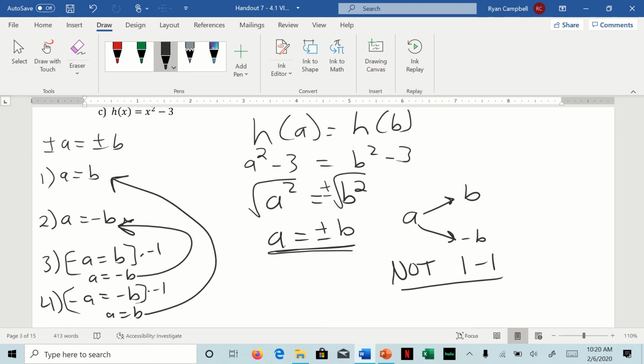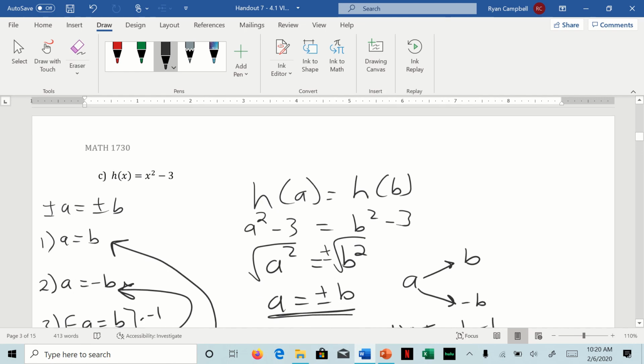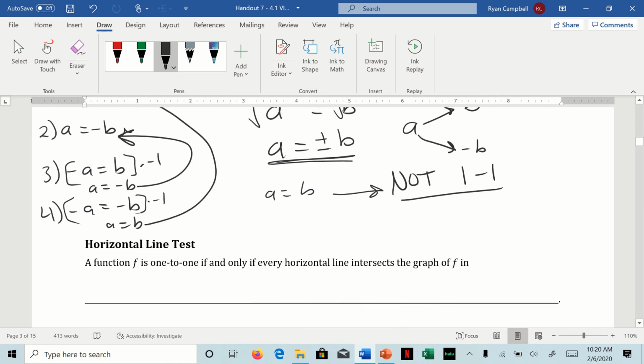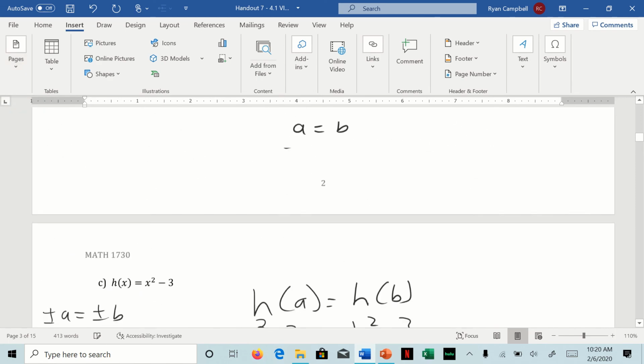So we can simplify that to just say a equals plus or minus b. But we see that since we did not conclude that a equals b, we can't conclude that it's 1-to-1. It's actually not 1-to-1. Another way to think about that: we can prove it's not 1-to-1 using the first definition.